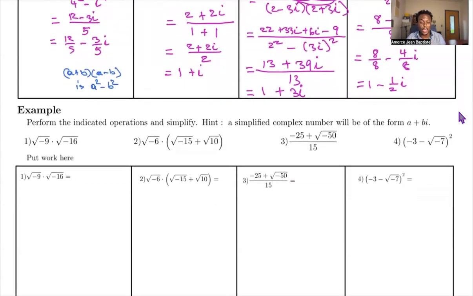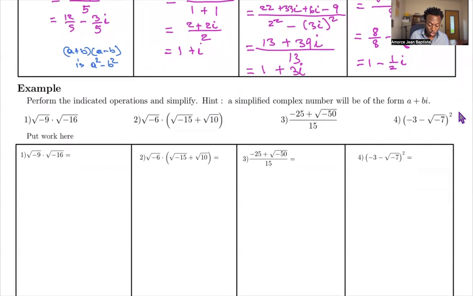Remember, whenever you have a radical that has a negative under the square root, this can create a complex number for you. And that's the situation that we're going to deal with. So you cannot just multiply. Here, this is going to be square root of negative 1 times square root of 9 times square root of negative 1 times square root of 16.